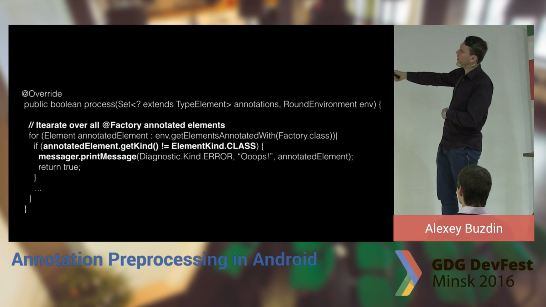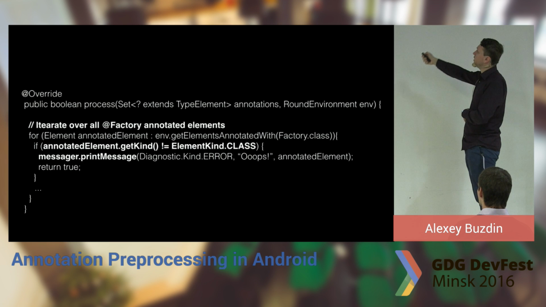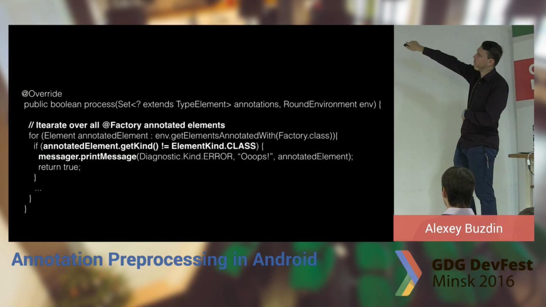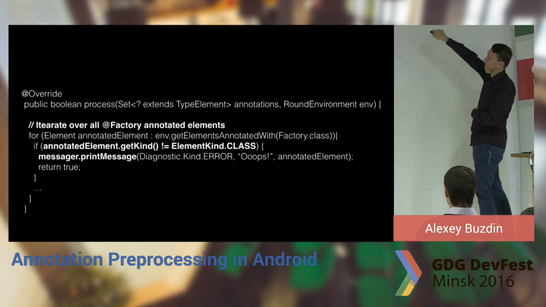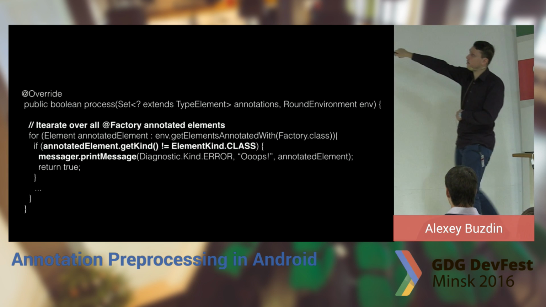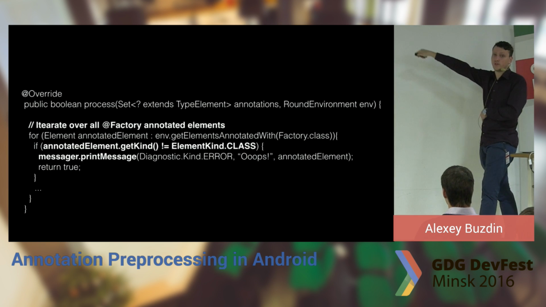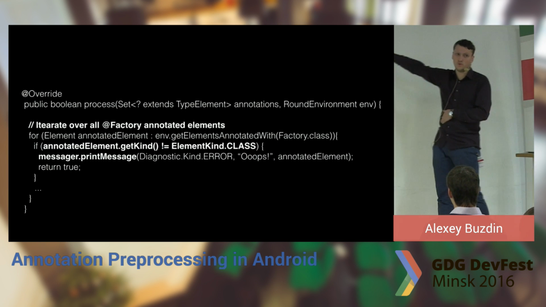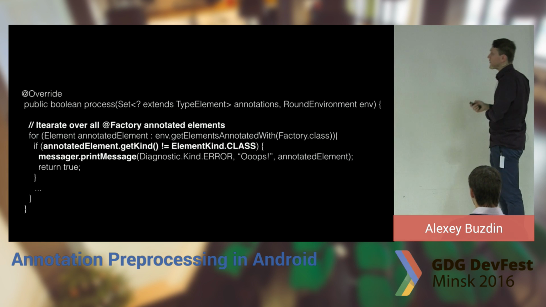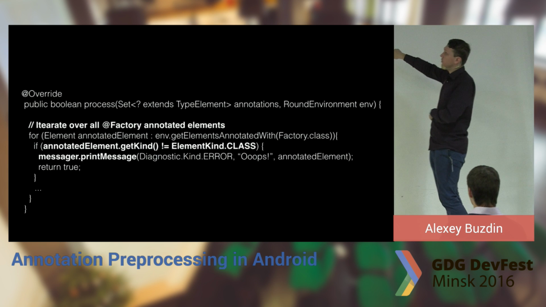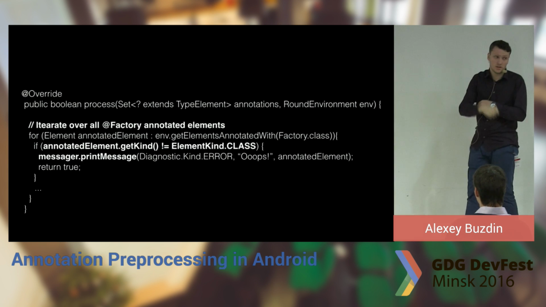And first step, just to illustrate, we can make a check. For example, here, we're saying that the element should be a class. If it's not a class, we're using the messenger to print an error. So this is a compilation error that our annotation was used incorrectly. So what next? If it's a class, we can already start working with it.